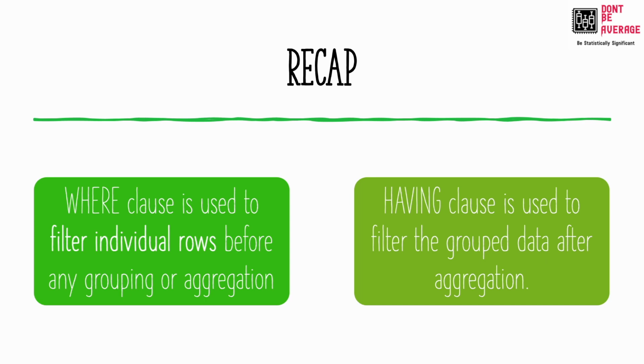Let's recap it. So in conclusion, the WHERE clause is used to filter individual rows before any grouping or aggregation, whereas the HAVING clause is used to filter the grouped data after aggregation. I hope this clarifies the differences between WHERE and HAVING. Both are used to filter data, but they have different purposes and different contexts.